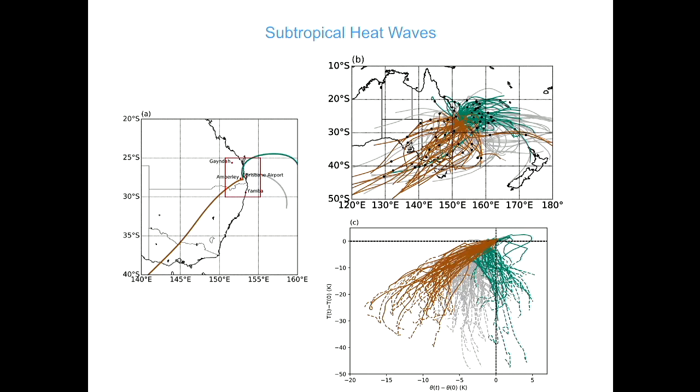And the reason why that can happen is because in the subtropics, you don't need much of a temperature perturbation to get you above the 90th percentile. Only a couple of degrees will do it for you. So I'm sorry, I haven't answered your question precisely.